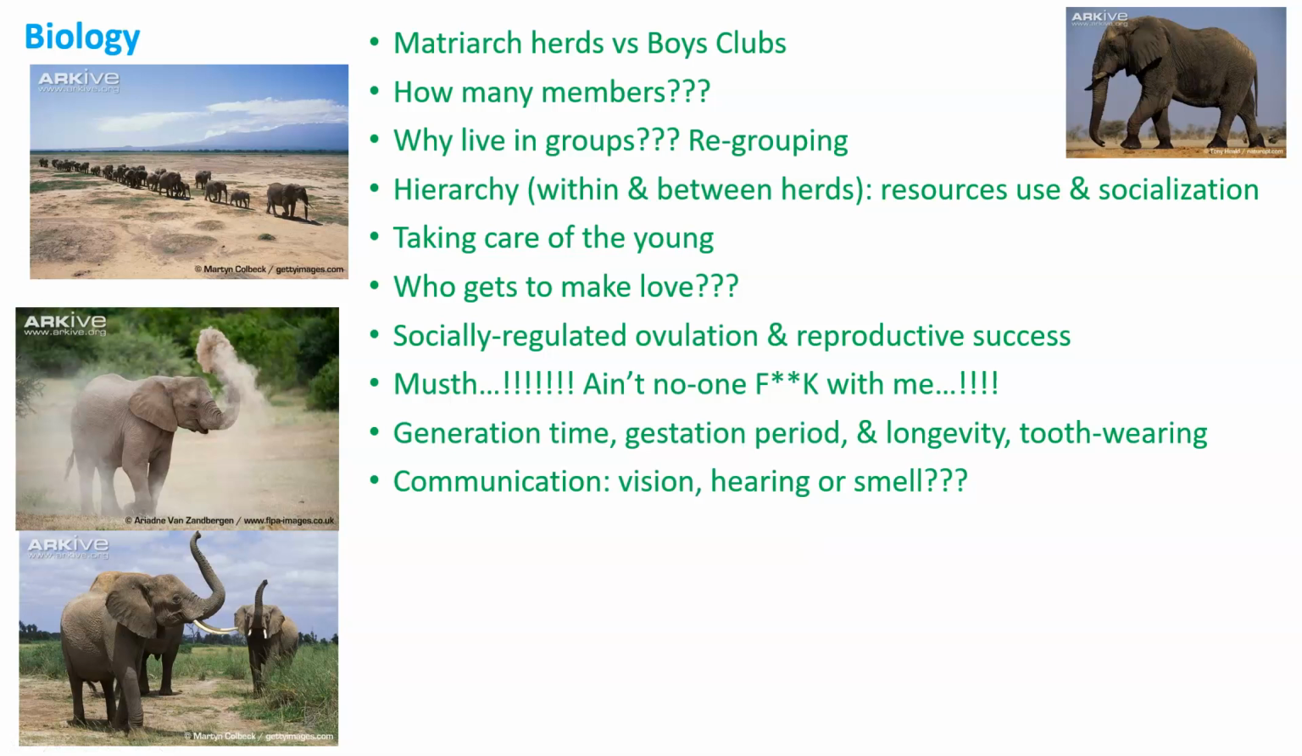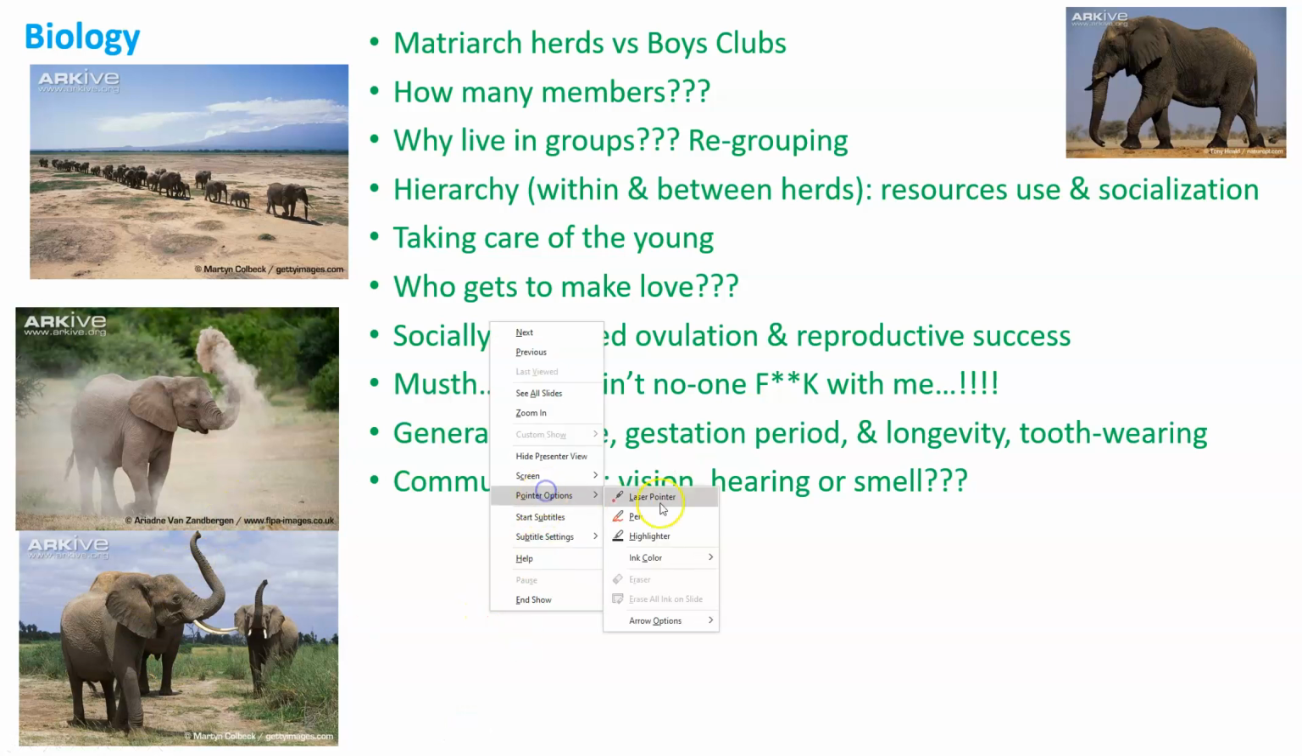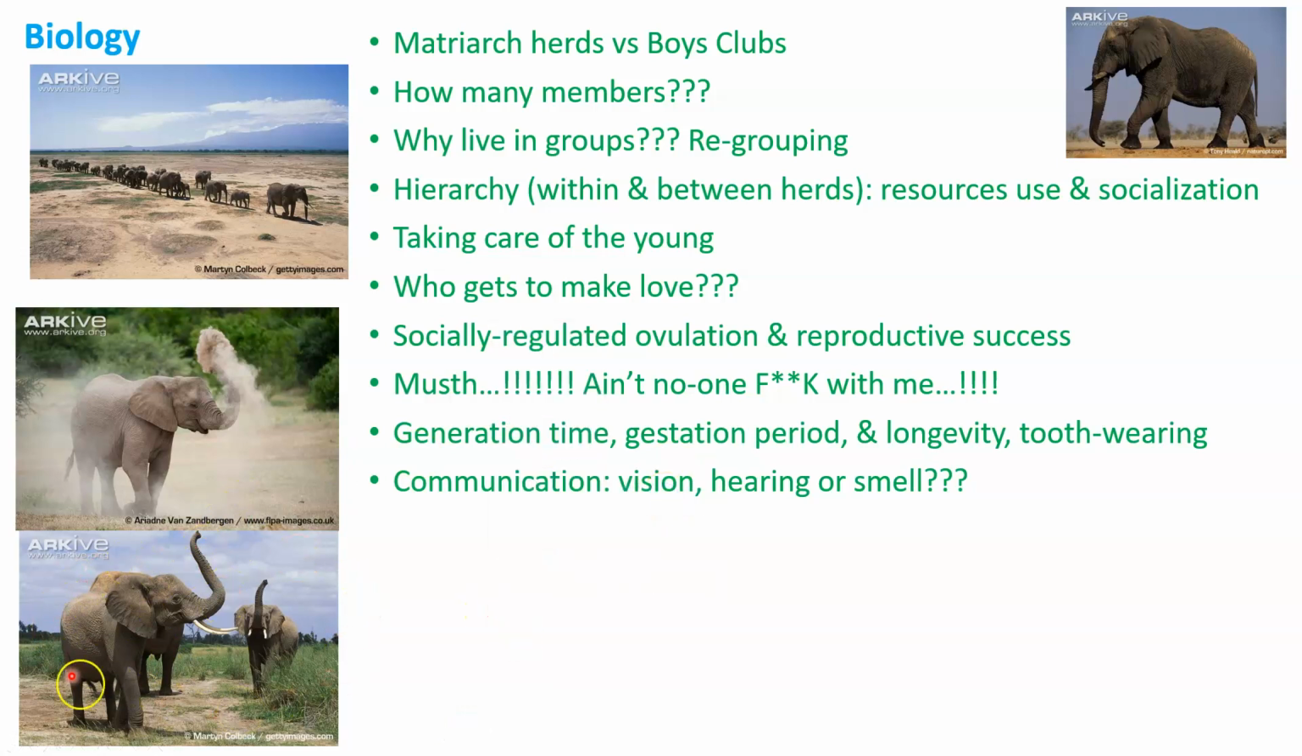They do communicate, right? And they communicate by many means. And you can see in these images over here, this is a communication strategy. They are creating a visual communication by raising their trunk up. That's considered the salute, right?